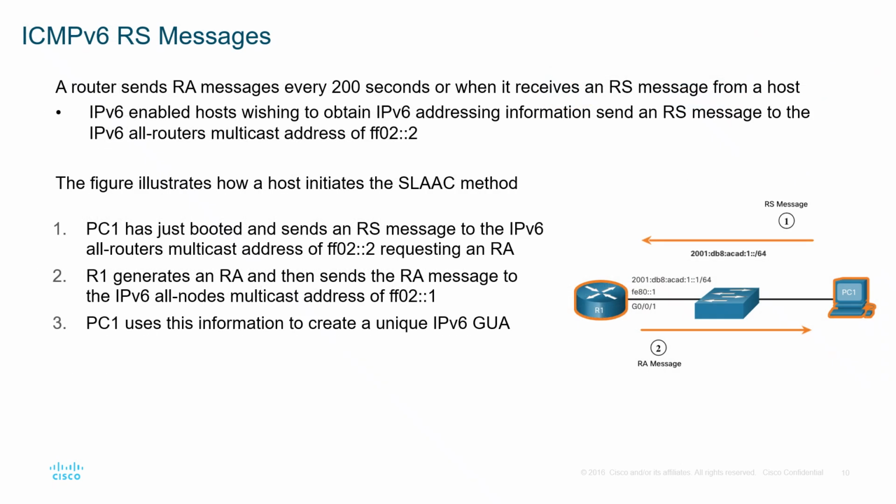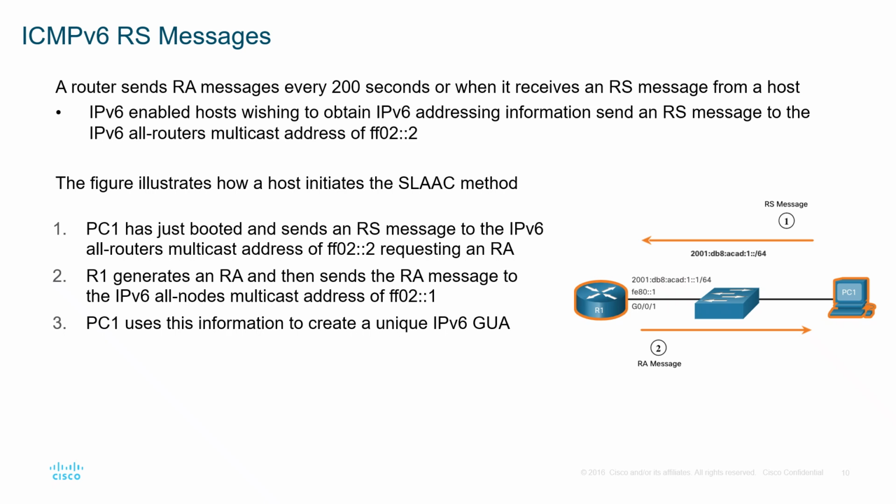Now, a router sends RA messages again every 200 seconds or when it receives a request from a host. So a host doesn't necessarily have to wait until the next round goes out. It can request information in the interim of those 200-second messages. IPv6 enabled hosts wishing to obtain addressing will send a router solicitation to the All Routers multicast address of FF02::2.